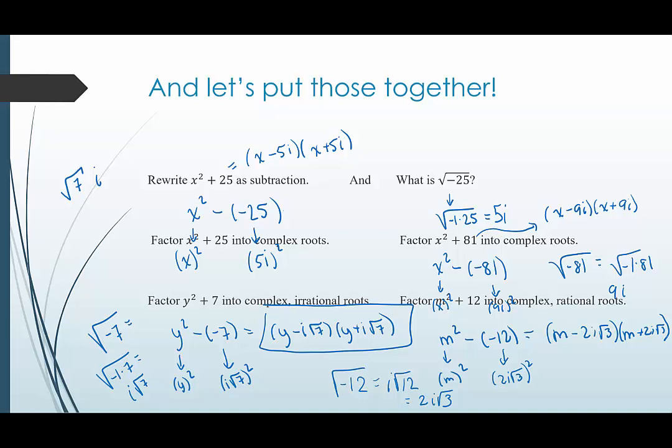We were able to figure out a way to factor a sum of squares. It did involve some complex roots, but we got there.